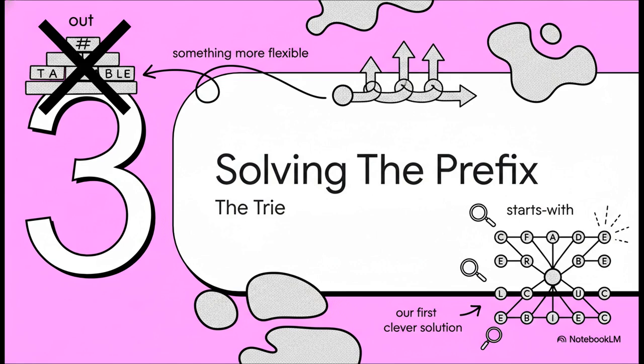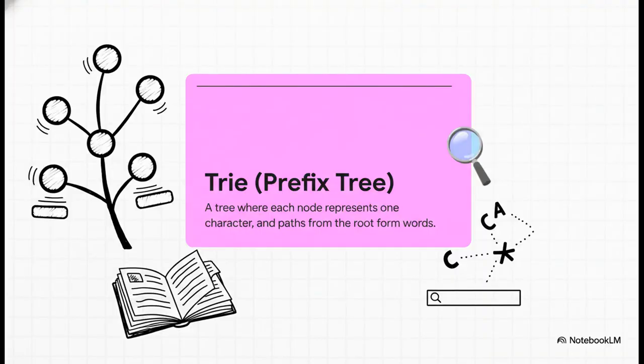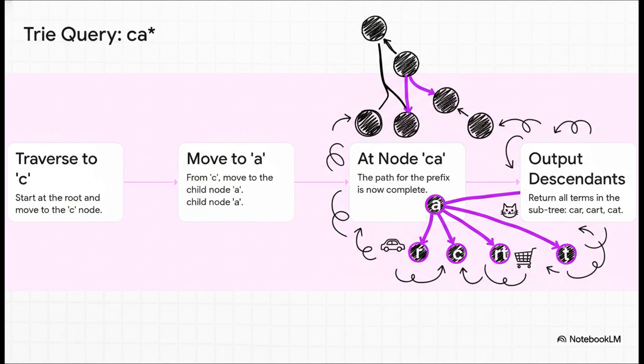Okay, so the hash table is out for wildcards. We need something way more flexible. And this brings us to our first really clever solution, one that's designed specifically to handle those starts-with queries, the trie. A trie, which is also called a prefix tree, organizes words letter by letter. I want you to imagine one of those old-school physical dictionaries with the nested tabs on the side of the page. First, you find the tab for C, then inside that section, a tab for A, then R, and so on. In a trie, each path from the very top of the tree down to a special end node spells out a complete word.